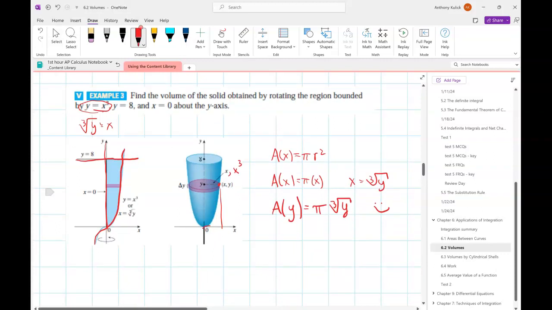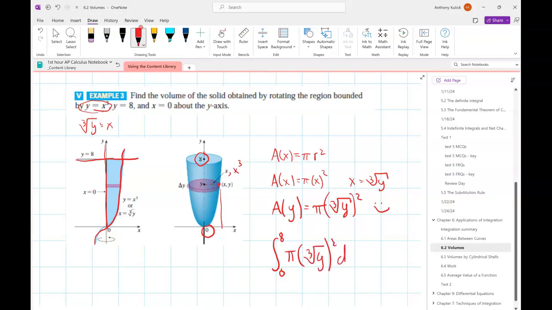So again, because we're slicing horizontally, we're going to go from 0 to 8. And then pi times cube root of y, squared, dy. So again, everything is in terms of y because we're slicing horizontally. We're slicing perpendicular to the y-axis.